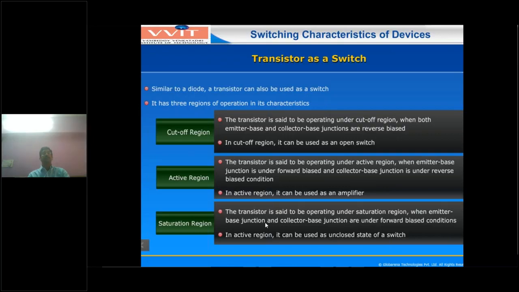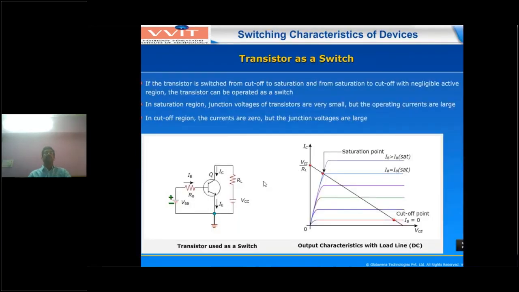Saturation condition means both the input side and output side are forward biased: the base emitter junction and the collector and base junction are both forward biased. Everybody knows these are the three regions in which a transistor operates, and the active region is used as an amplifier also. Next one, what is the switch?